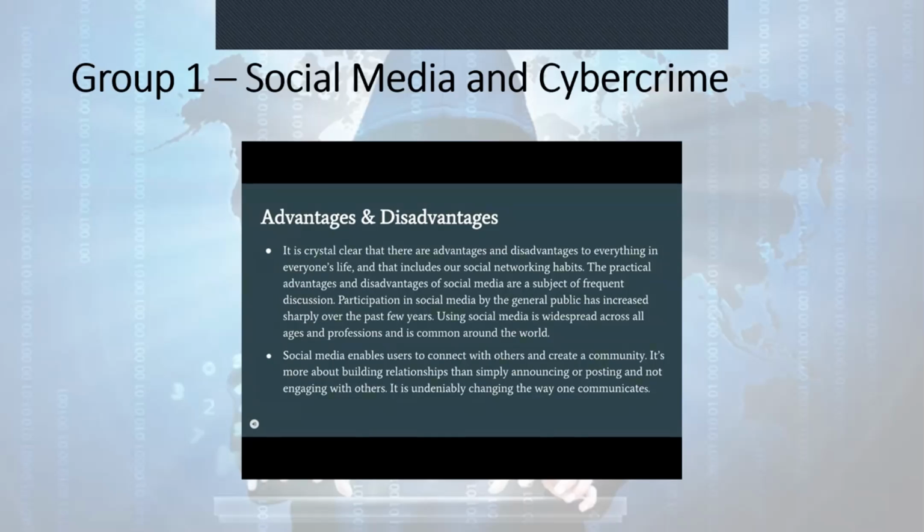Social media enables users to connect with others and create a community. It's more about building relationships than simply announcing or posting and not engaging with others. It is undeniably changing the way one communicates.